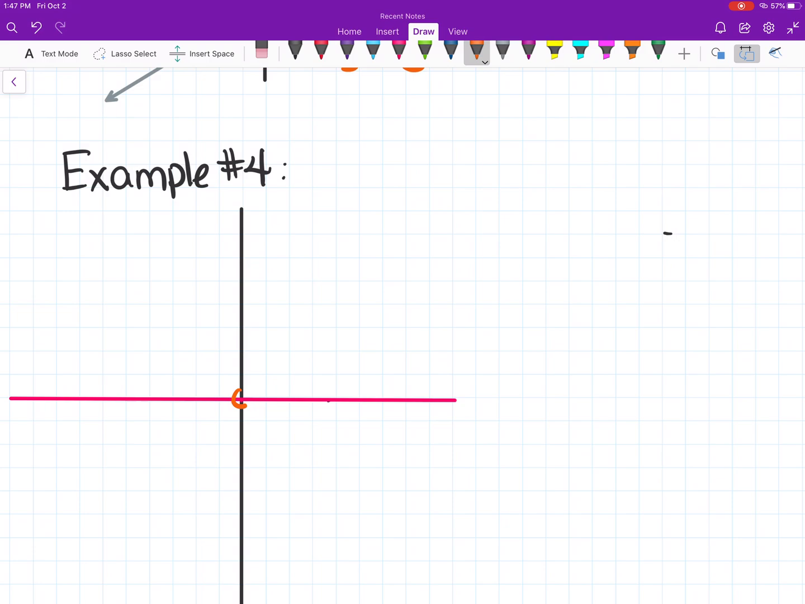So I'm going to start at 0, 0. And then I'm going to put a point down here. I didn't even tell you the points. I told you 0, 0, so let's put that in there, 0, 0, and figure out the other point.